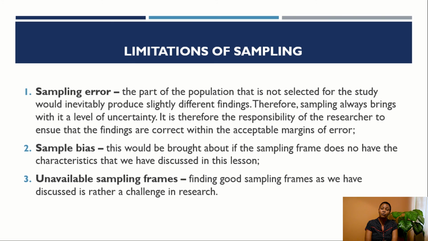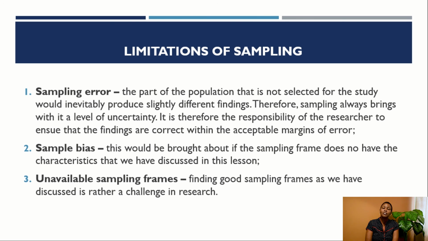Those who have been left out may give you slightly different results than the ones that you have actually used in the study, even if they are coming from the same population, because you are dealing with people who have different attitudes, different knowledge, different perception. And because of that, sampling always brings with it a level of uncertainty. It is therefore the responsibility of the researcher to ensure that the findings from the group that he has taken to study are correct and within the acceptable margins of error, as we discussed in lesson 20.